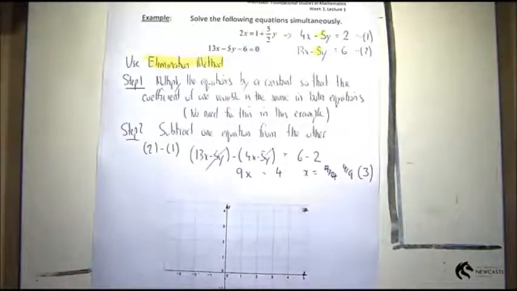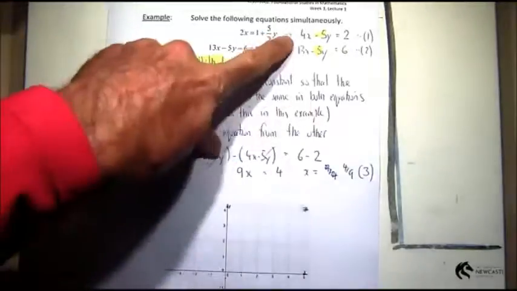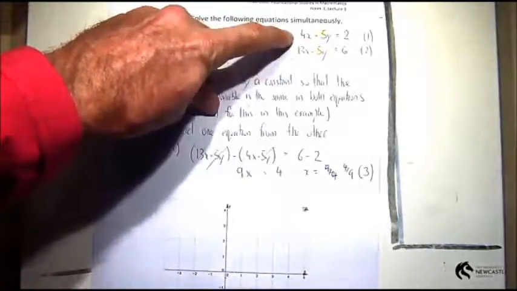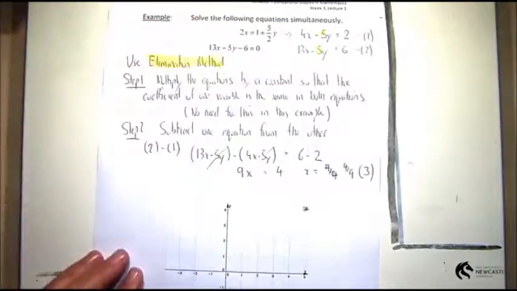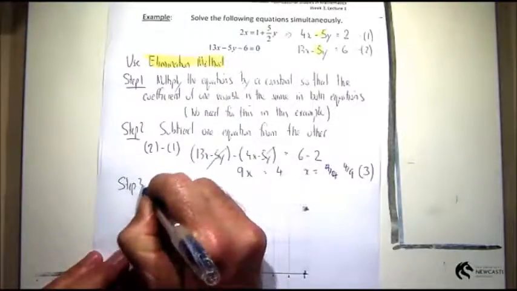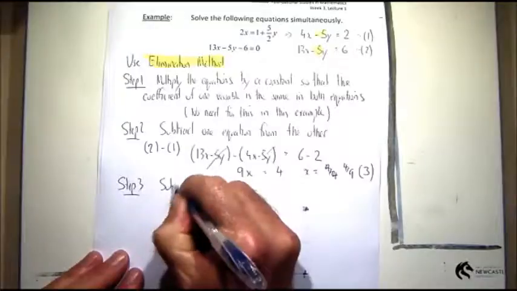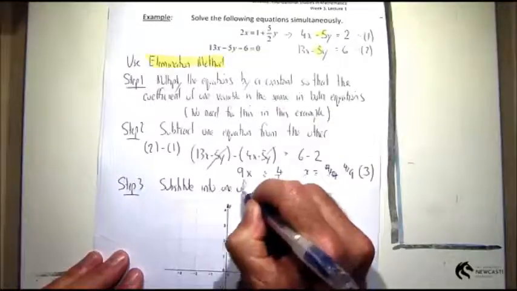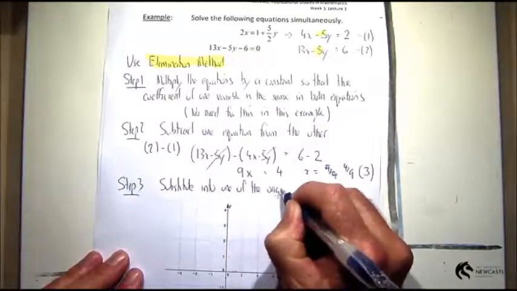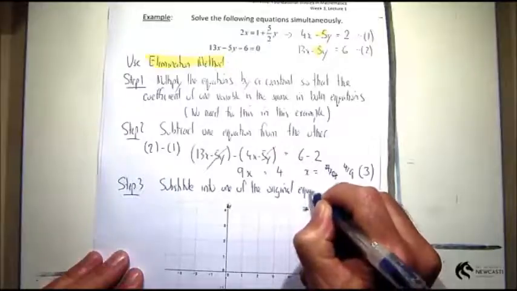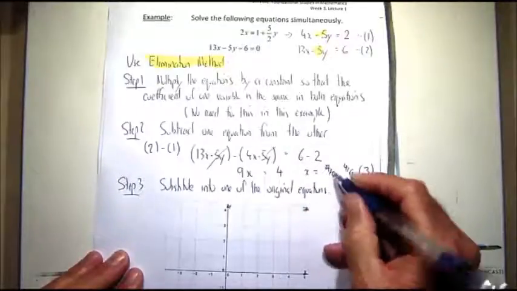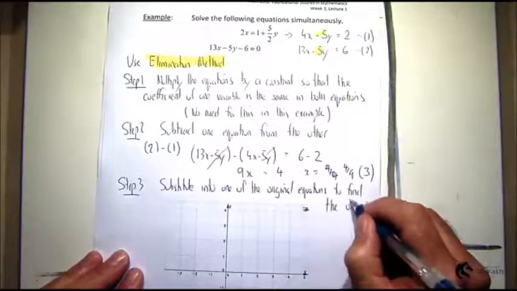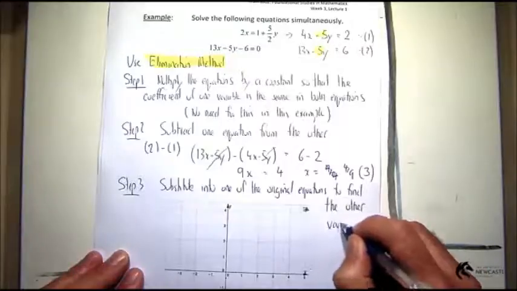And so now I've got my x value. I now need to work out my y value. And I can substitute into either of those equations. It won't make any difference. I should get the same answer. So step 3 says substitute into one of the original equations to find the other variable.